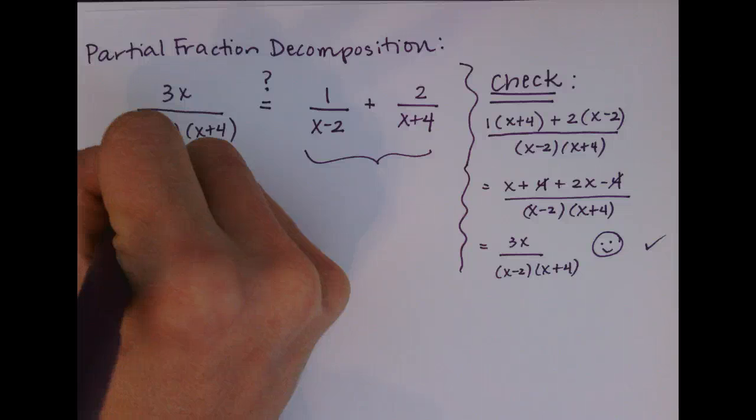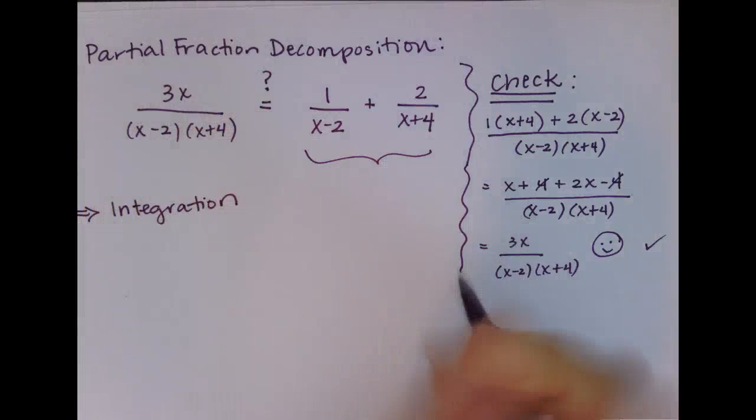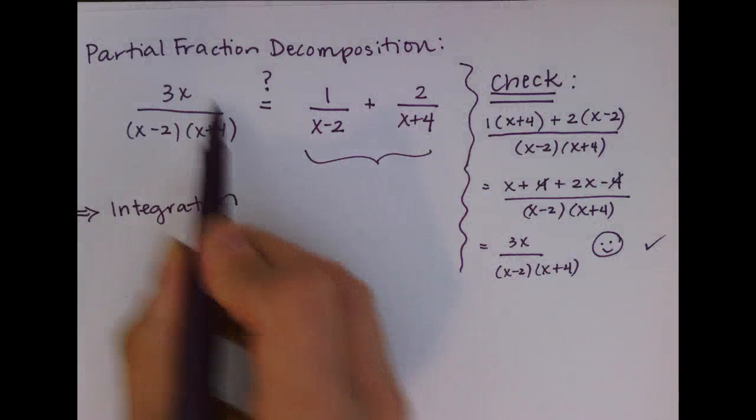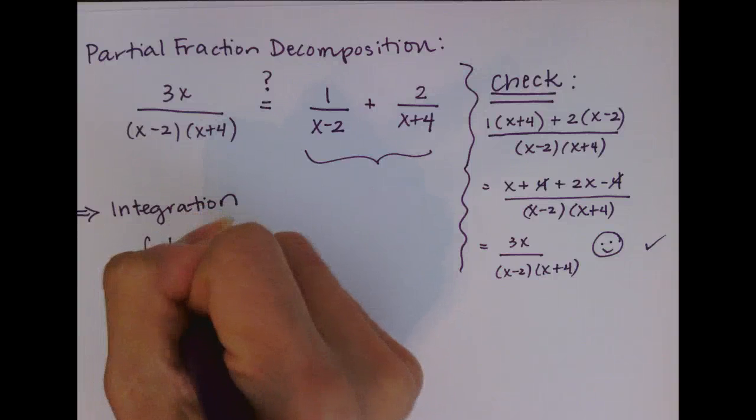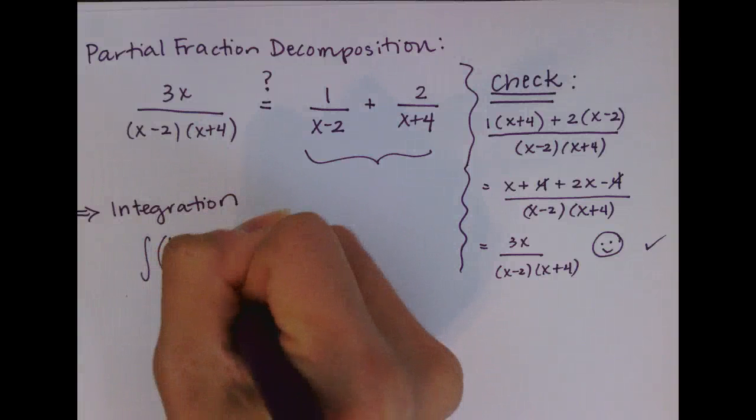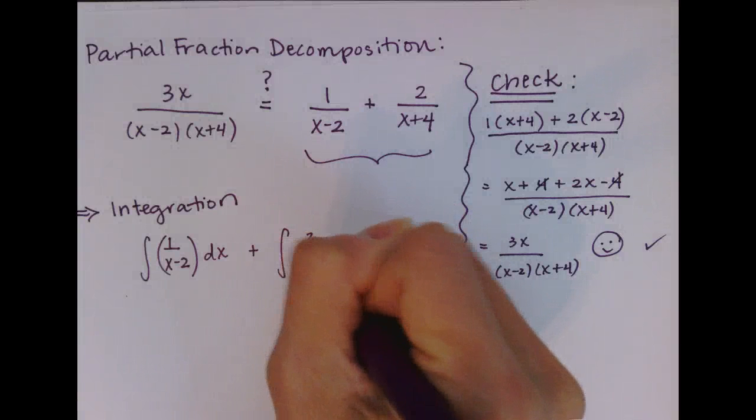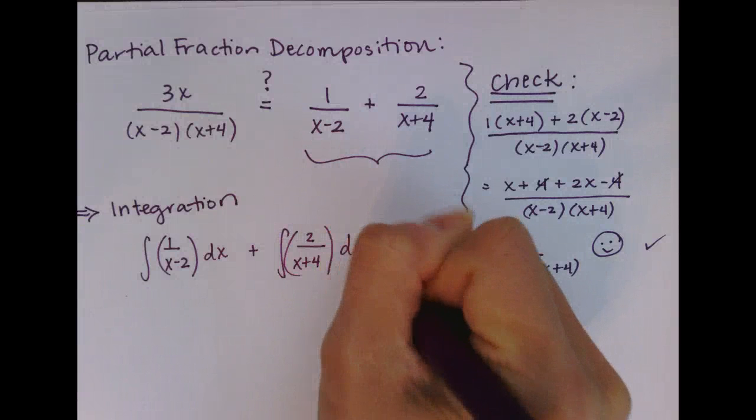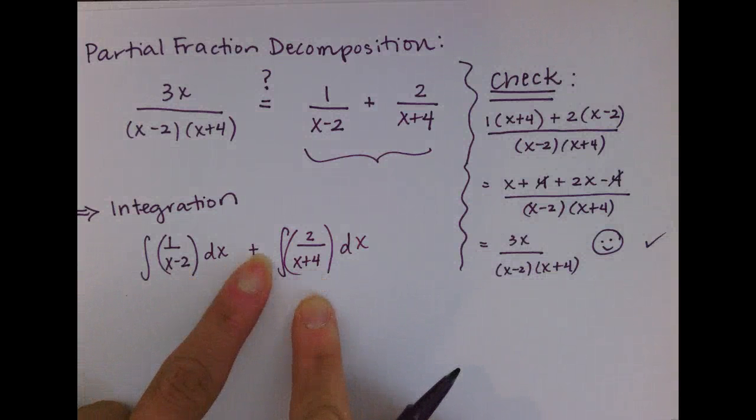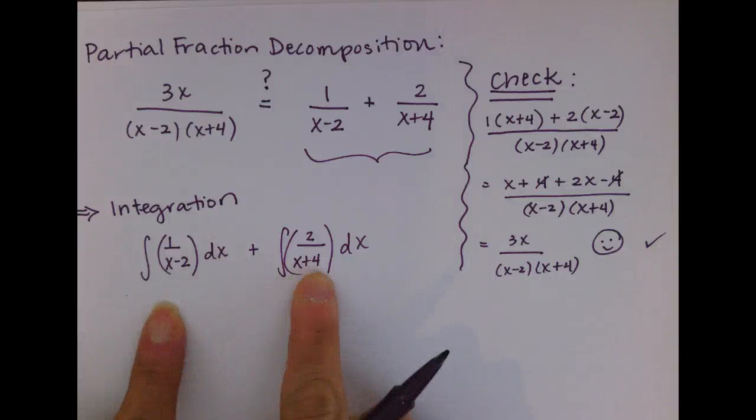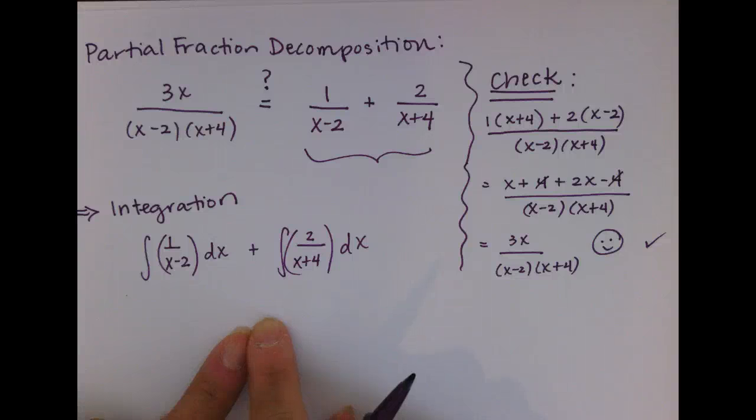Let's take a look at the actual integration piece of this. So the idea was that this is too hard to integrate as one term, but we can write it as the sum of two terms. And with integration, if you have two things that are both being integrated and they're added together, you can separate it into two separate integrations, integrate them individually, and then add your answers.